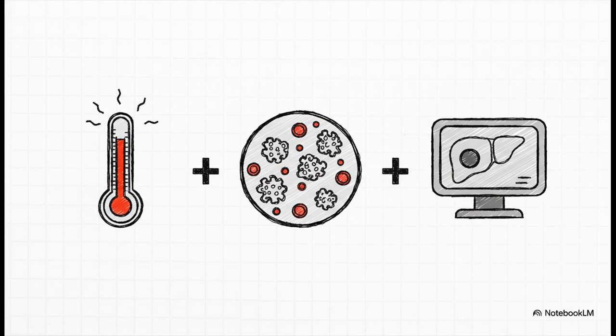Okay, let's refine the picture a bit. The lab results are in, the patient has a high fever and a really high white blood cell count. And an ultrasound shows a single, well-defined, dark lesion in the right lobe of the liver.